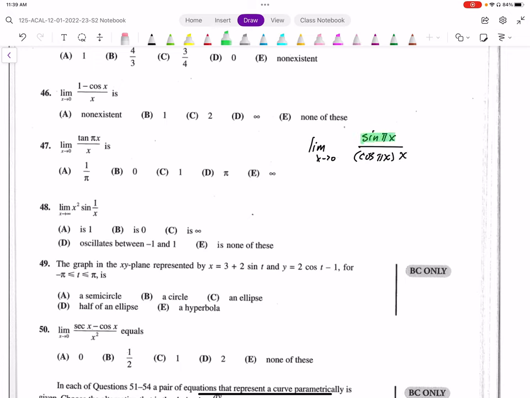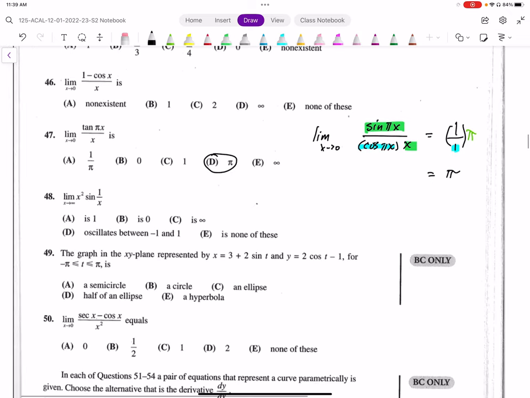And if we take a look at sine pi x over x, that's going to end up being pi from our definition of sine x over x, or sine ax over x. And then for this portion here, we know that's just going to end up being 1 over cosine of 0, which is 1, so we end up with 1 over 1. So I'm just going to highlight that there, which is equal to pi. So the answer is D.